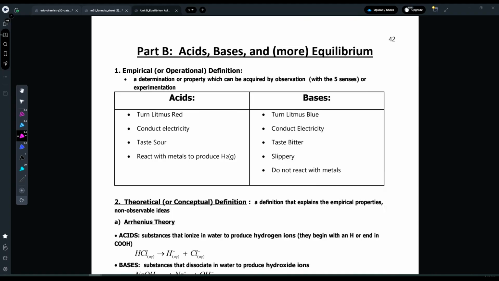Whereas for bases, they turn litmus paper blue, so you could remember that B for blue for base. Bases also conduct electricity, they taste bitter, they're slippery, so you could think of soap, right? Soap is a base, and if you put soap in between your fingers, it feels very slippery, and bases do not react with metals.